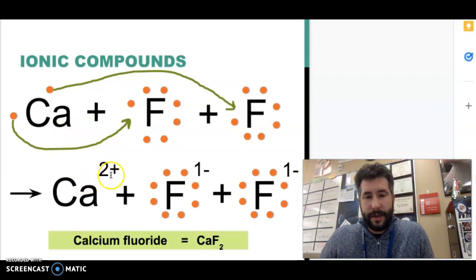And so we see that calcium becomes a 2 plus, and each fluorine becomes a 1 minus. That's what we mean by neutral. 2 plus, 1 minus, 1 minus. A total of 0. So the positive and negative charge is overall equal.